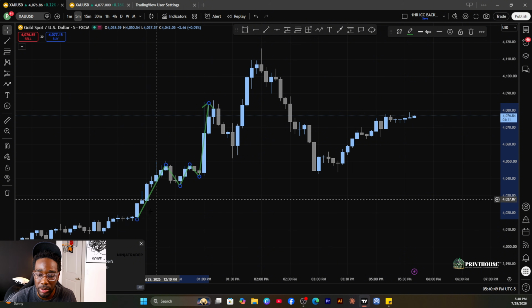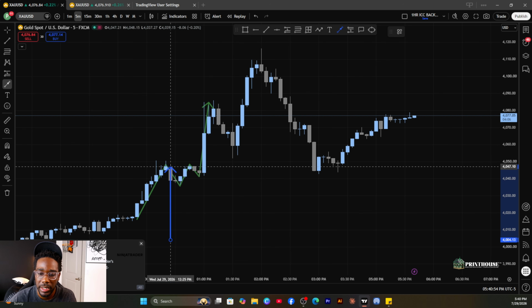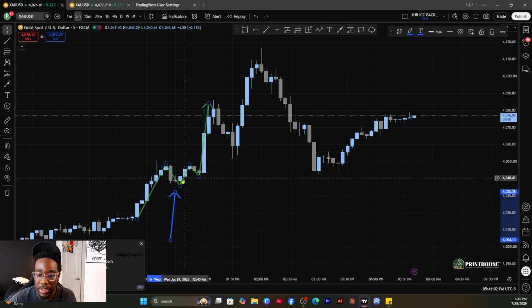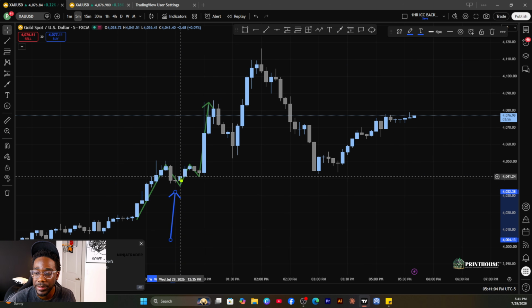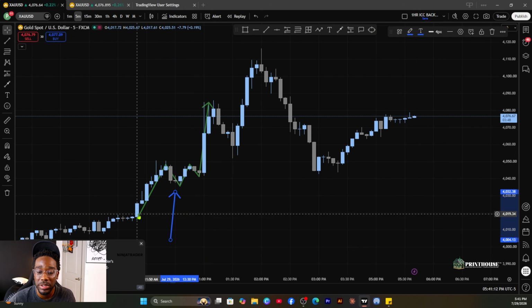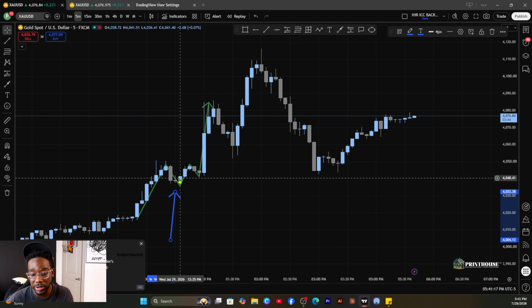You have your impulse, all right? So this here is your impulse, right? This is your correction, boom. After this correction, the moment this candle prints and it showed me that it doesn't want to go back down to the downside, it wants to continue my impulse, because the impulse lets you know the direction that the market wants to go in, right?